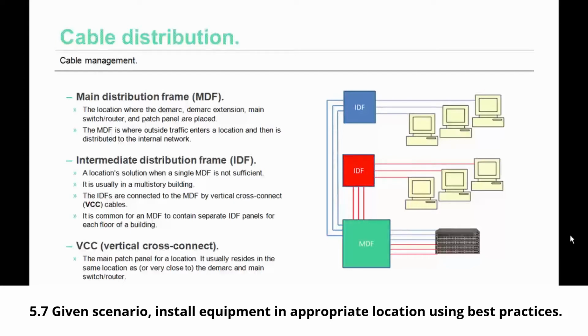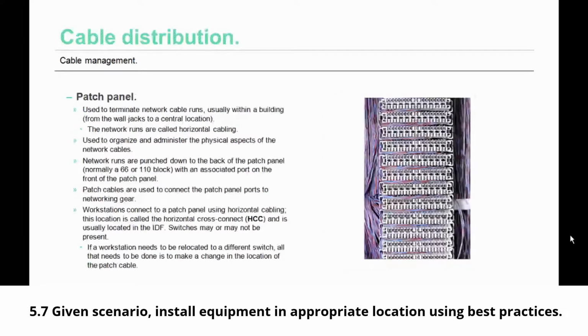A vertical cross-connect is the main patch panel for a location. It usually resides in the same location or very close to the demarc and main switch or router. I mentioned patch panels earlier, so let's talk about those. They're used to terminate network cable runs, usually within a building, as in from the wall jacks to a central location. The network runs are called horizontal cabling.